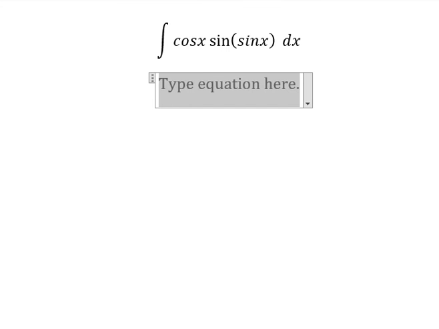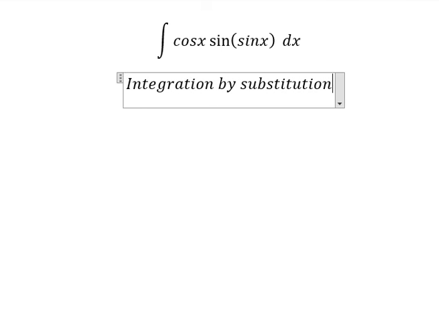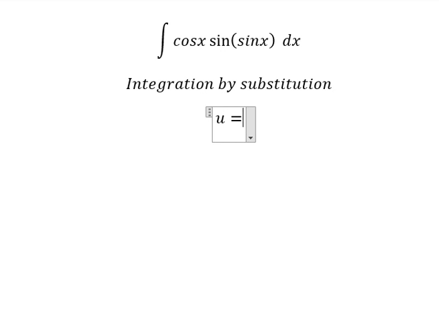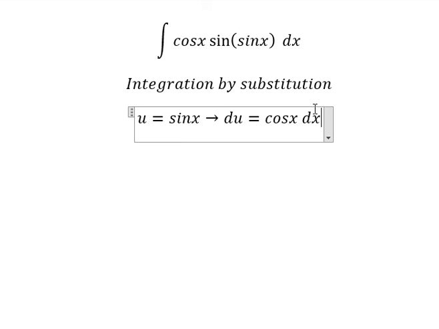We need to use integration by substitution. So I will put u equal to sin x. Later we take the first derivative of both sides, and we have du equal to cosine x dx.